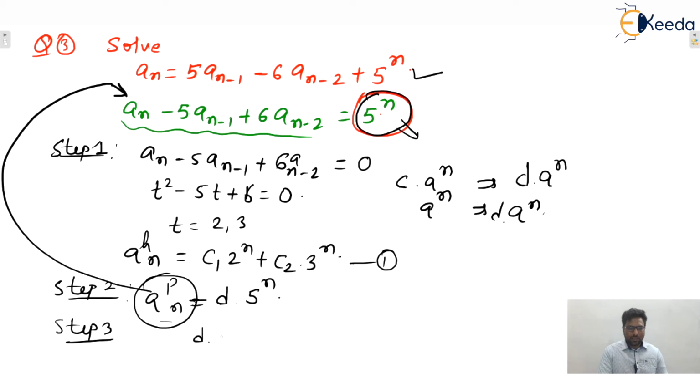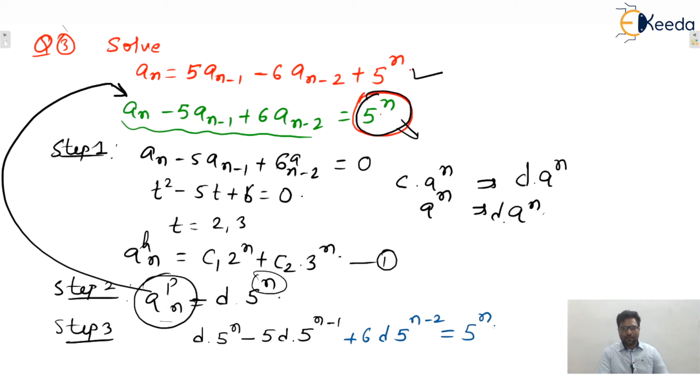So that becomes d into 5 raised to power n minus 5d into 5 raised to power n minus 1. That is the meaning of an minus 1, n is put like that, n minus 1. Then plus 6d into 5 raised to power n minus 2, that equals 5 raised to power n. So what is the procedure when there is a power function? The lowest power is 5 raised to power n minus 2, so divide the entire equation by 5 raised to power n minus 2, then it will be easy to simplify, isn't it?